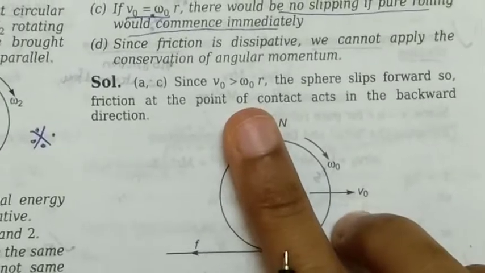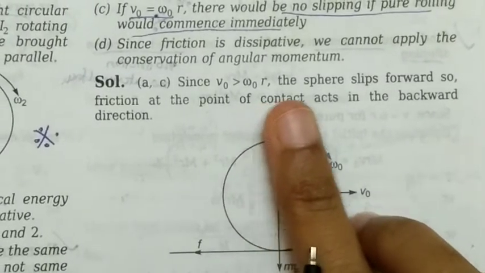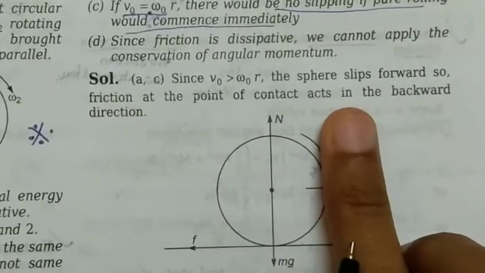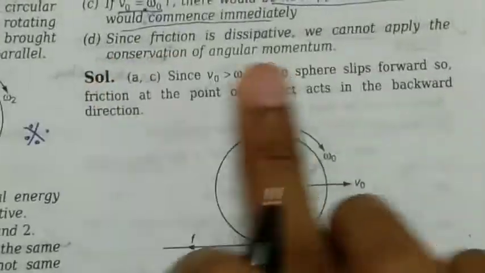So since v naught is greater than r omega naught, the sphere slips forward, so the friction at the point of contact acts in the backward direction. So this is the important point. This was given in the question: v naught is greater than r omega naught.